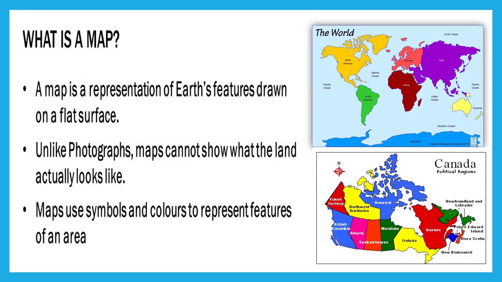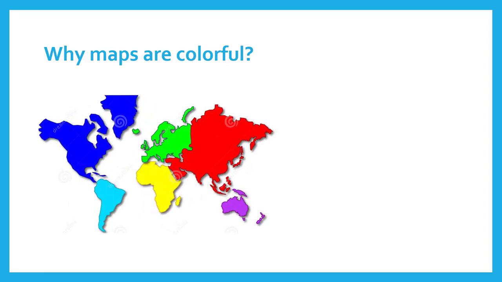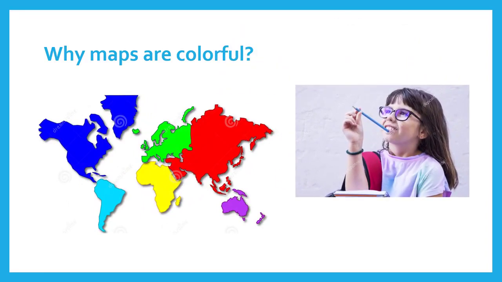Students, as maps are not real, various symbols and colors are used to represent the features of different areas and for different aspects. Dear students, now we are leading towards an interesting topic, and that is why maps are colorful. Do you have any idea? Just think, why are maps colorful? Fine. Don't worry, my dear. Here is a short video. In this you can find your answer, but only if you are attentive. So, are you ready? Okay.